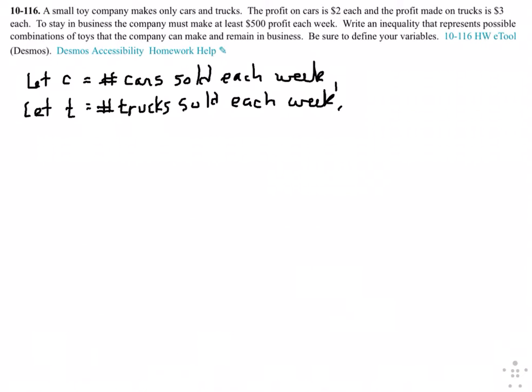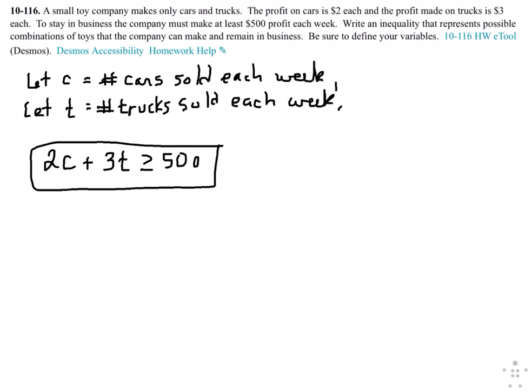Okay, so now we make $2 for all the cars, so 2 times C is how much we make from the cars. And we make $3 times how many trucks we sold. And this has to be greater than or equal to $500 because it says the company needs at least $500 profit each week. So there's our inequality. At least 500 means 500 or more, right? 500 or more. That's why it's the greater than or equal.